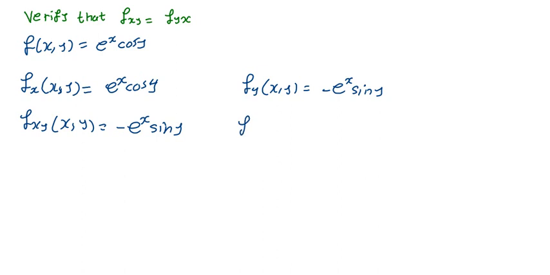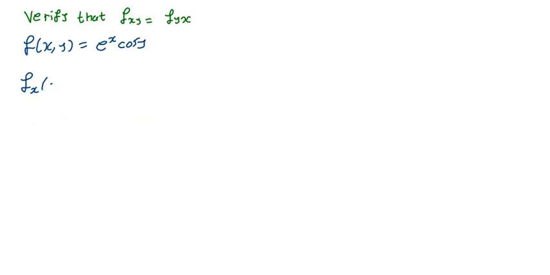So now I'm going to find out fyx(x, y). What is it going to be? Now we differentiate this with respect to x, which is still a 1, so we're still going to get minus e to the x sine y, of which this and that are equals to each other. Hence, we have verified. Okay, so there are a lot of questions that we can do regarding these mixed partials, but that will be our last example for that part.